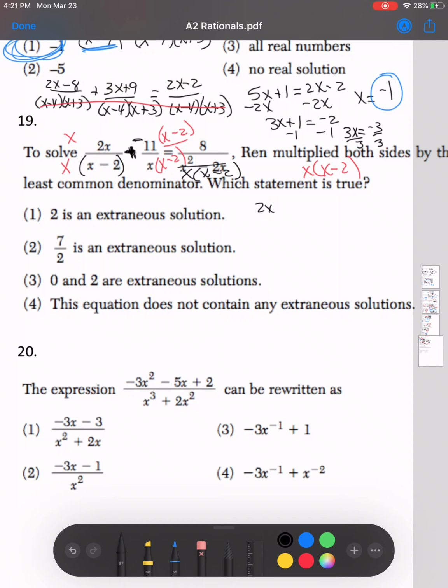So we get 2x squared over the common denominator. And distribute your negative 11, so negative 11x plus 22 all over the common denominator. And equals 8. Drop your denominators and set it equal to 0.